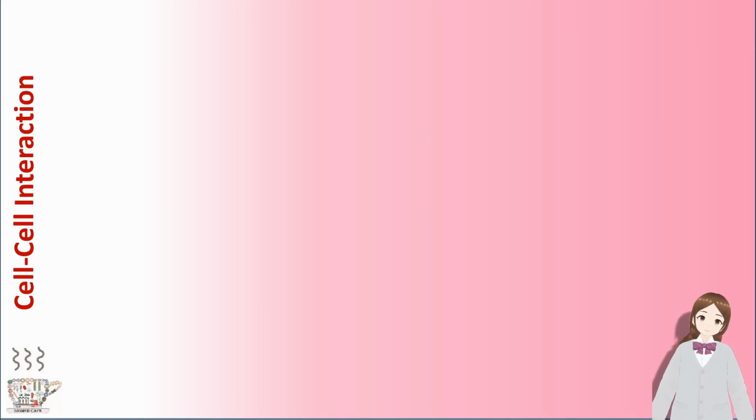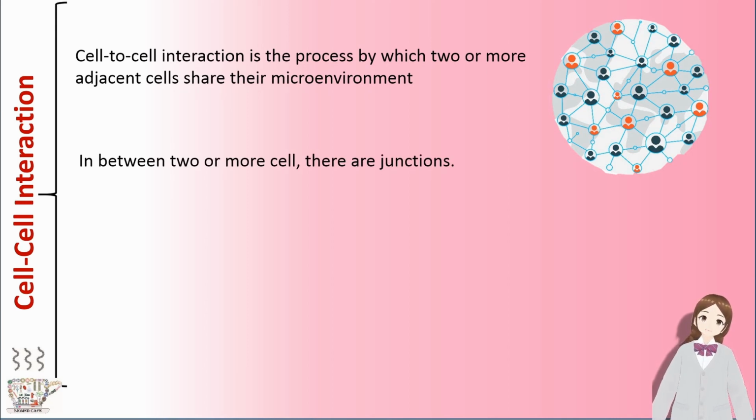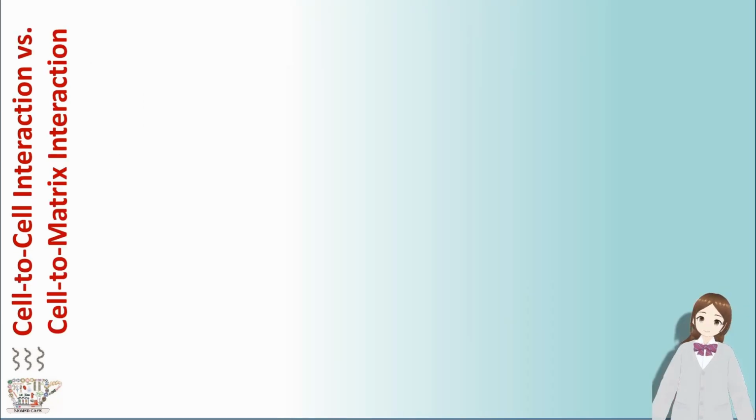Cell-to-cell interaction. Cell-to-cell interaction is the process by which two or more adjacent cells share their microenvironment. In between two or more cells, there are junctions. These junctions act as the bridge between two cells. Now I want to compare cell-to-cell interaction with cell-to-matrix interaction.